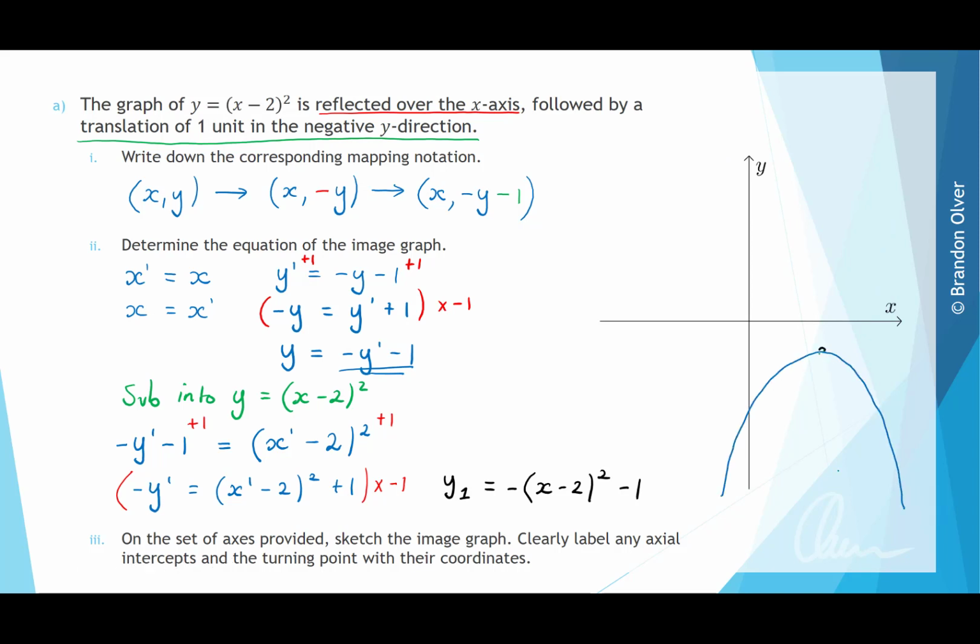So the key features are the turning point, and that's going to be at (2, -1). And then we also need to mark on our y-intercept, which occurs at (0, -5). So that is the graph of y1.